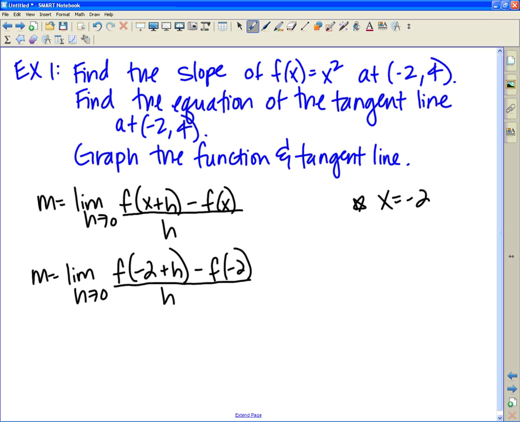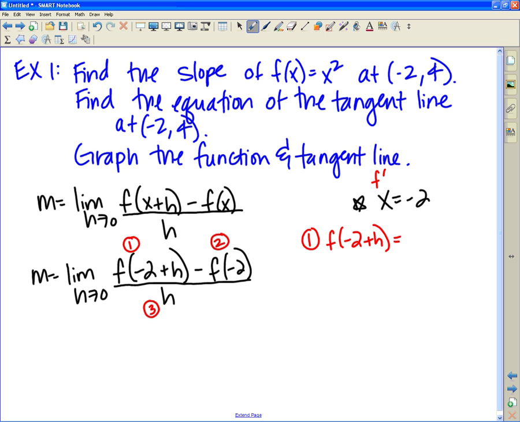Okay, do you see how it changed a little bit? We're not using all variables. We actually have a number that's going in there. So this is still step 1, this is still step 2, and this is still step 3. So let's go over here and do step 1. I want you to evaluate f of negative 2 plus h.